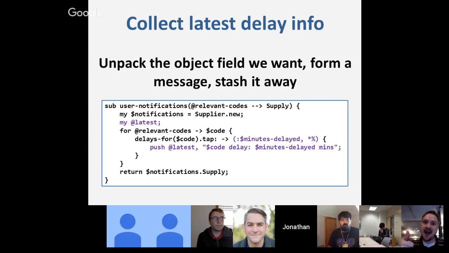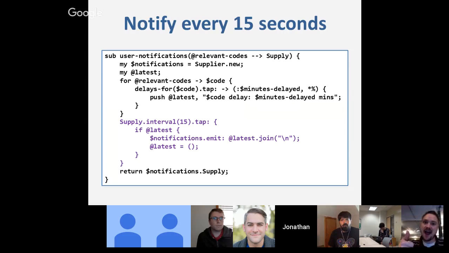And then we'll just push onto this latest array a message saying whatever the code is, that there's a delay, and it's delayed by a certain number of minutes. So now we need to send them, and we'll just do it in a fairly simple way. We'll just say every 15 seconds, I want this piece of code to run. And when it runs, we see, do we have any notifications?